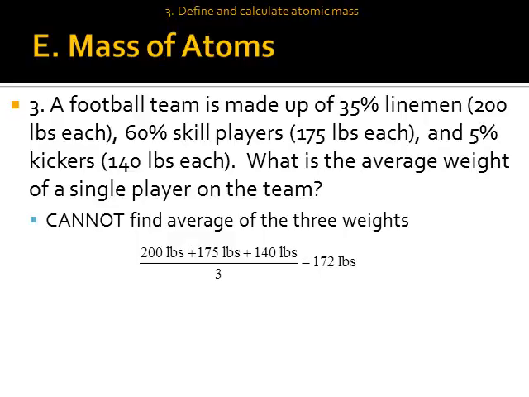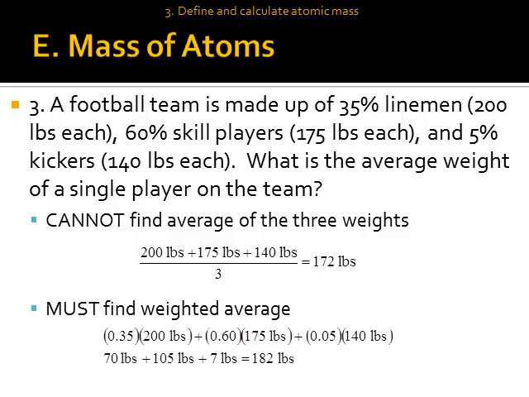Well, if you answered that question, because there aren't an equal number of each position, you're correct. We have to account for the fact that 35% are linemen, 60% are skill players, and 5% are kickers. Because by just finding the straight average, we're saying that they all count equally towards the average, but they don't, because they aren't distributed equally. So we must find the weighted average.